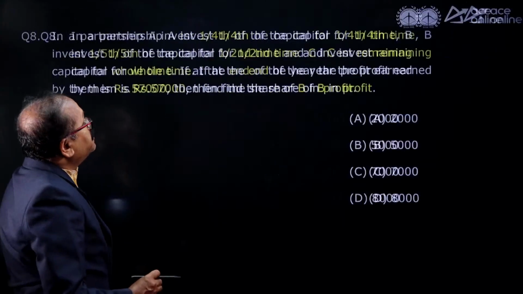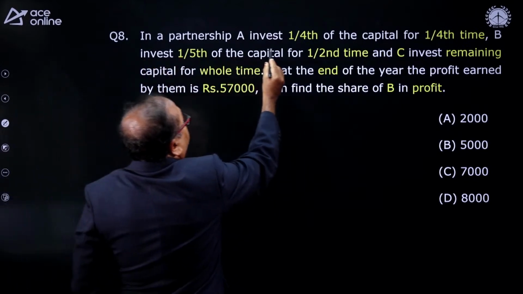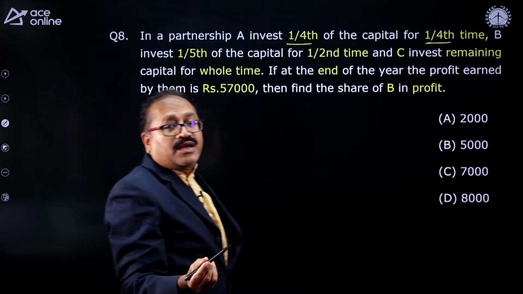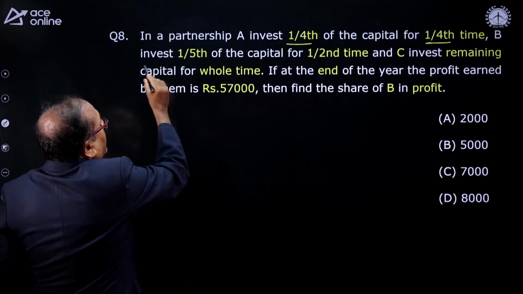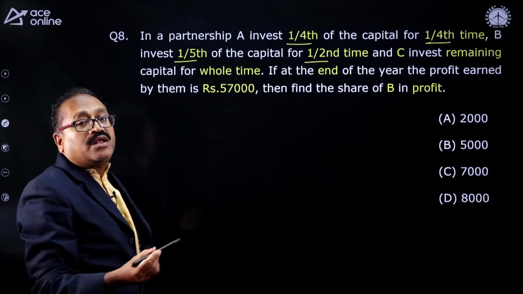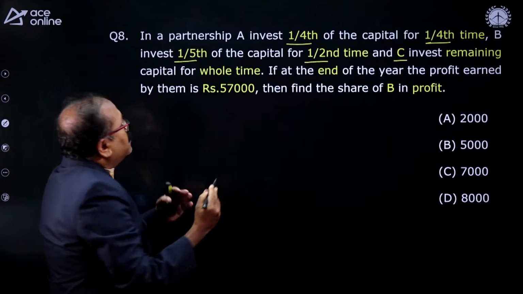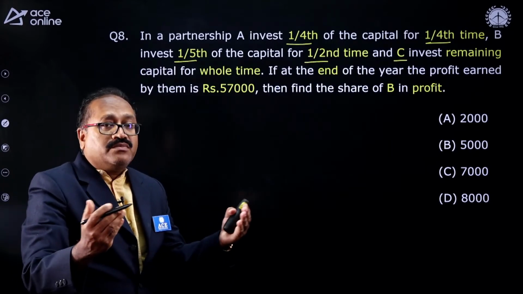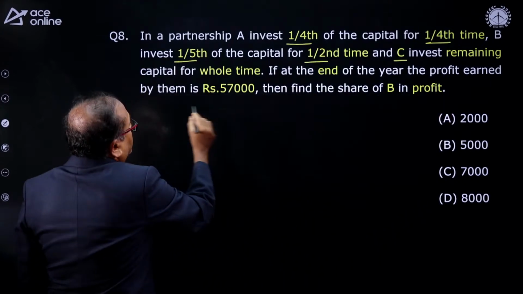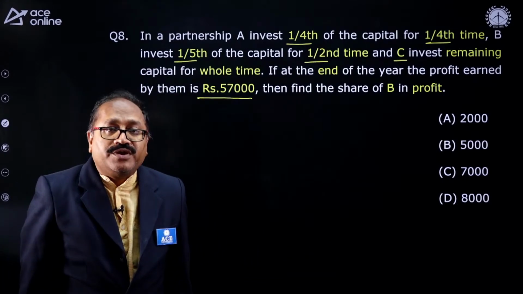Let's move on, next question is here. So what is this question all about? In a partnership, A invests 1/4 of the capital for 1/4 of the time, similar to the previous question, and B invests 1/5 of the capital for 1/2 of the time, and C invests the remaining capital for the whole time, for the entire period. At the end of the year, the profit earned by them is 57,000. What is the share of B in the profit?